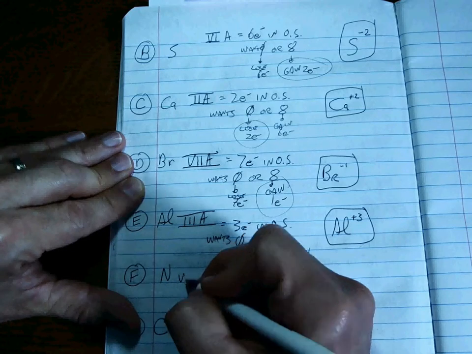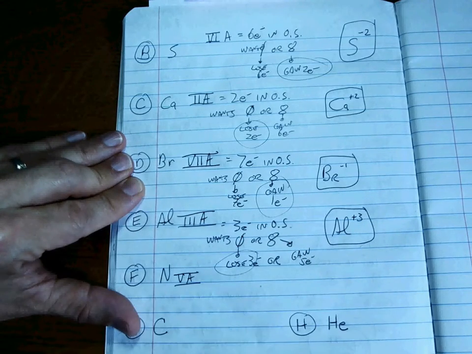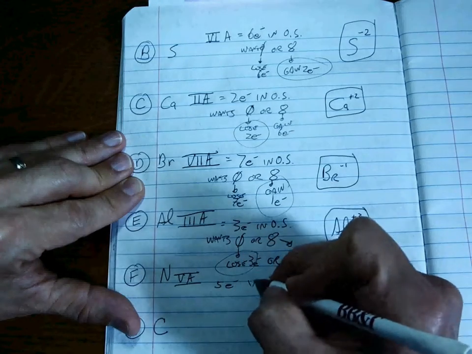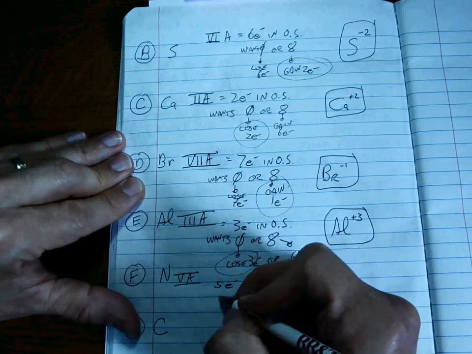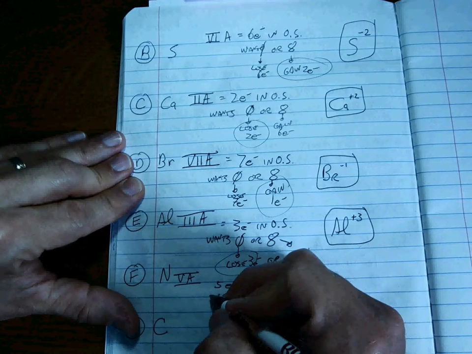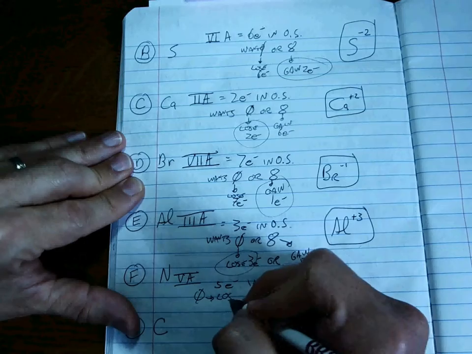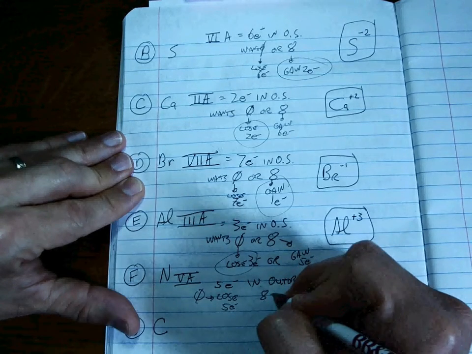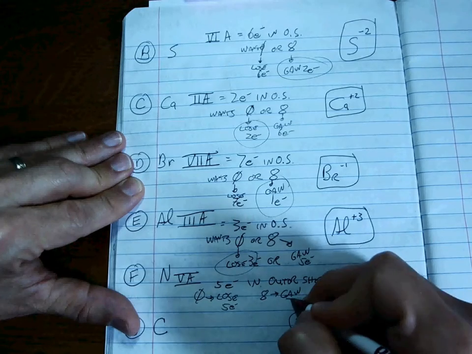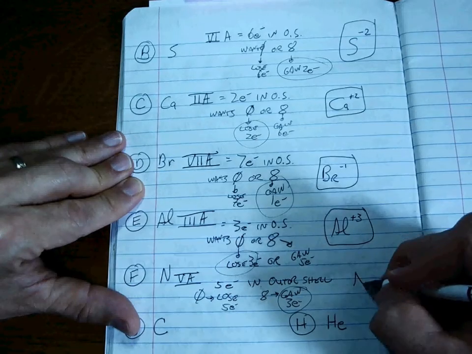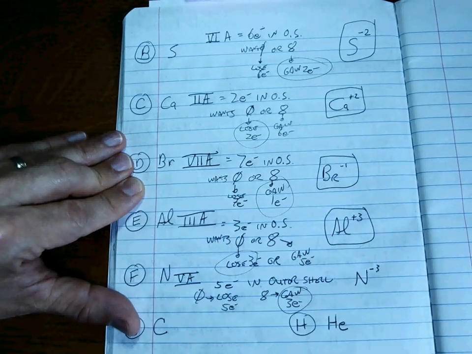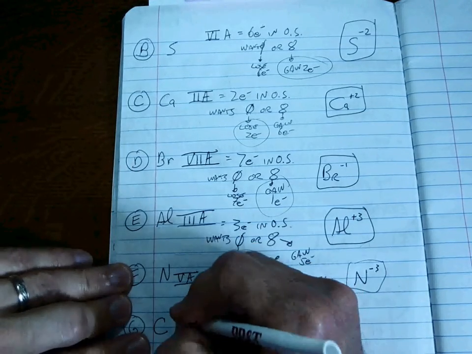Nitrogen, 5A. Make sure you can easily tell by going to the periodic table and finding those. Okay, 5 electrons in outer shell. Therefore, to get to 0, you'd have to lose all 5. To get to 8, you'd have to gain 3. It's much easier to gain 3 than to lose 5. So we're going to gain 3. Nitrogen gets 3 extra -1s, 3 extra electrons. There's the charge.